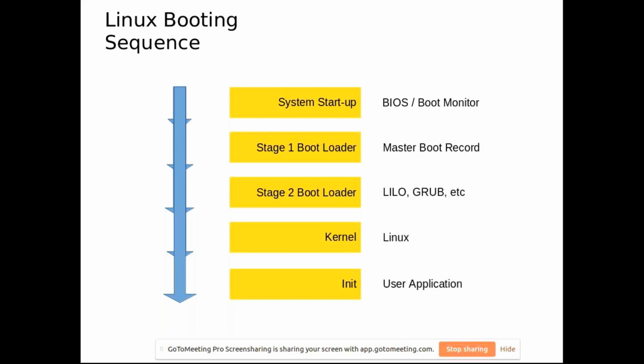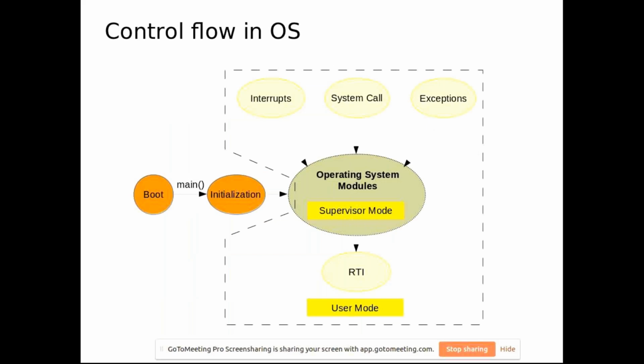This we also discussed, I think, in the last session, so we can skip that. This is the control flow of an OS. These are the operating system modules. They reside in the kernel layer, and that is permitted by the supervisor mode. So we have the root permissions for these modules to access this.